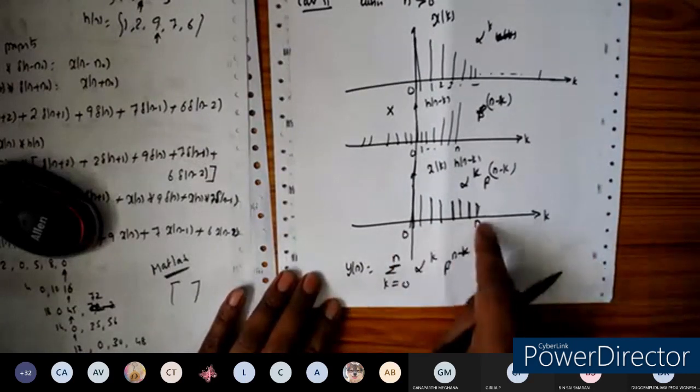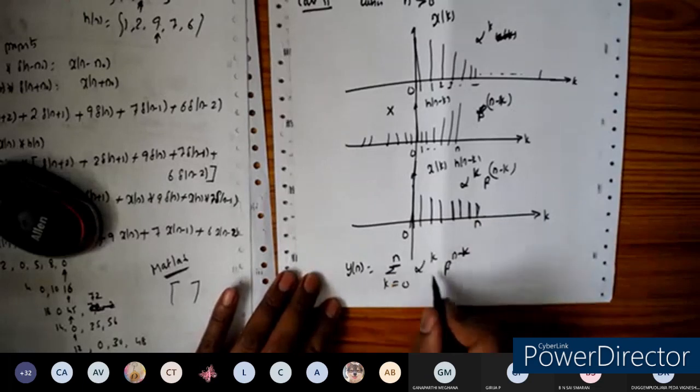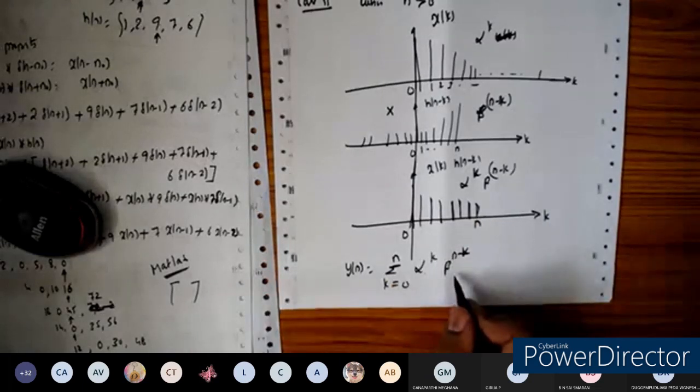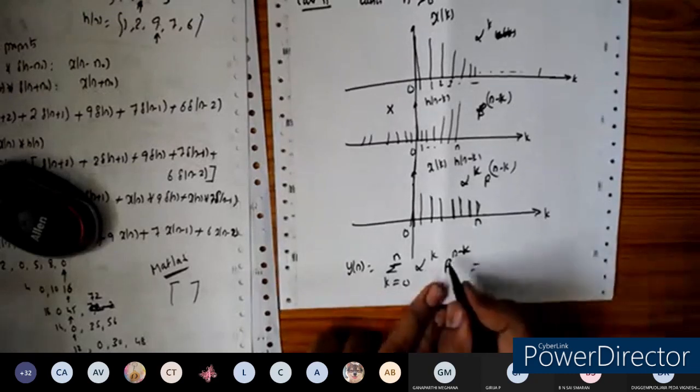So right, we got the product now. From 0 to n, it is getting overlapped here. So we got the summation from k equal to 0 to n, alpha to the power of k into beta to the power of n minus k. So done. Next, let us move the terms.